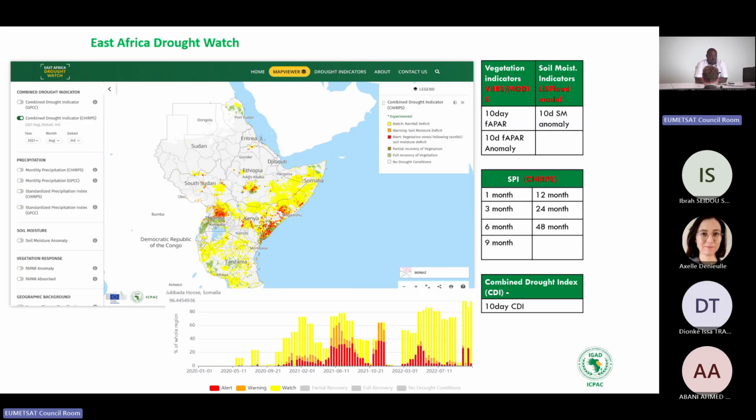We have the East Africa Drought Watch. This is a dedicated application, an early warning system, which is basically utilizing satellite-derived data sets in terms of the vegetation indicators, soil moisture indicators, and precipitation, to come up with a combined drought index. This will be able to indicate at subnational level which areas are under drought alert, warning, or watch, so as to advise the necessary national governments to act to alleviate the impacts caused by drought.